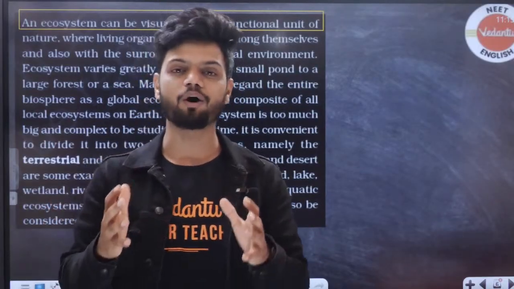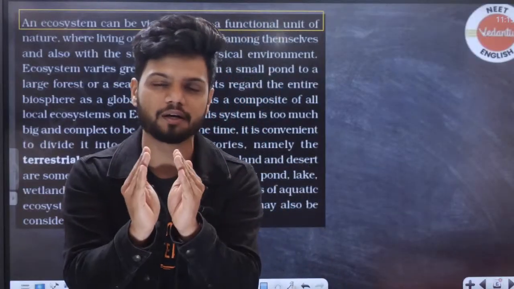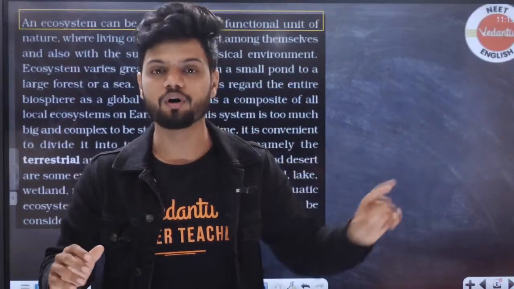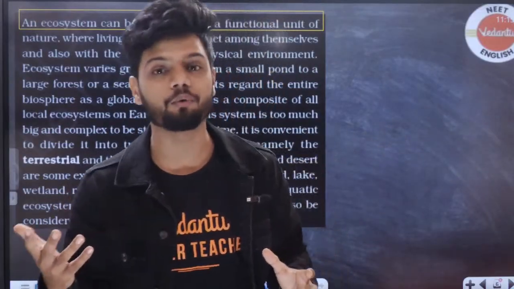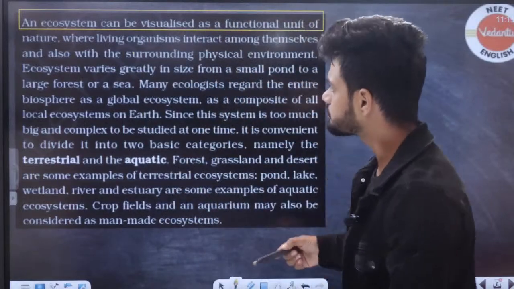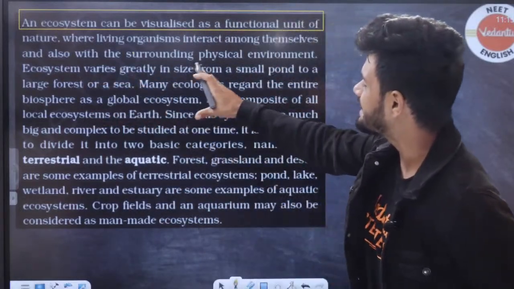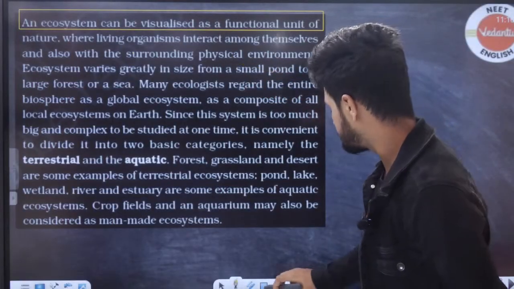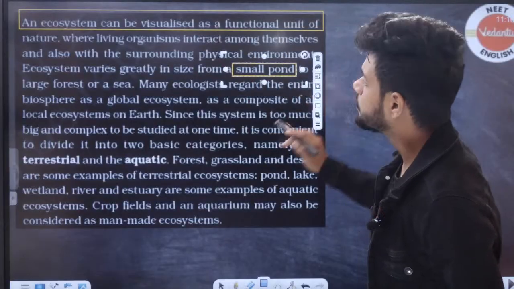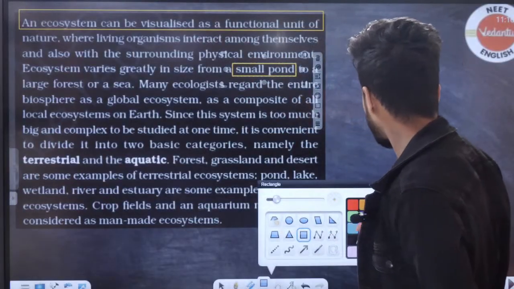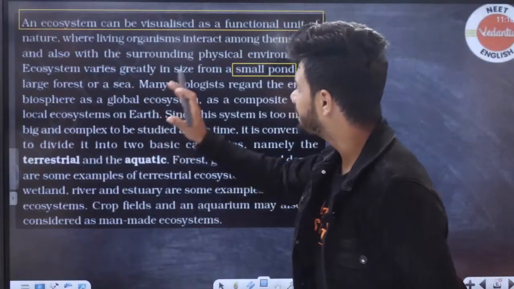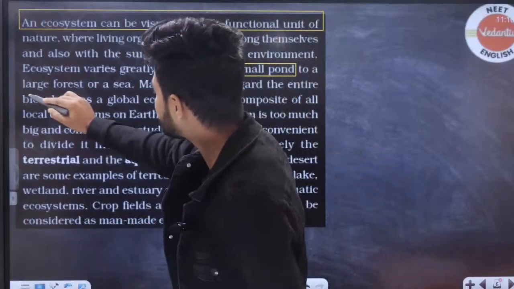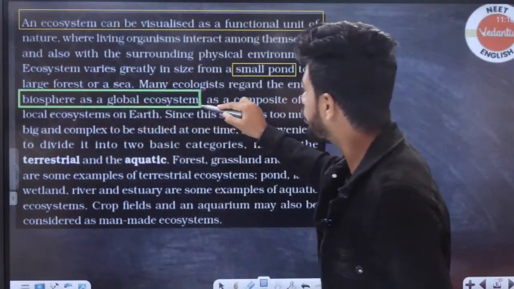An ecosystem can be all the way from a small tiny pond or a small tiny puddle to a large ocean. So a particular ecosystem has no boundary. Remember that. Ecosystem varies greatly in size, students. It can vary from a small pond to a large forest or a sea. Many ecologists regard the entire biosphere, the entire Earth, as a global ecosystem.